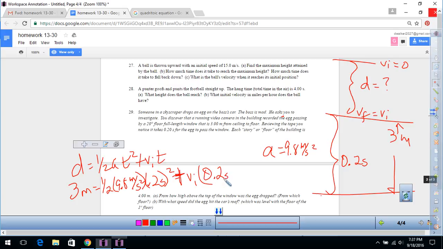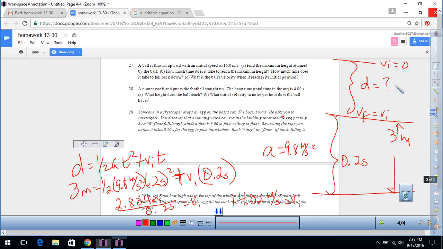So there's my 0.2 seconds. So I should have said that 0.5 times 9.8 times 0.2 squared is 0.196. So 3 meters minus 0.196 is equal to 2.804. So 2.804 meters divided by 0.2 seconds would give me my VI. So divide that by 0.2, and I got my VI to be 14.02. Okay, so that would give me the speed that it has right as it gets to the edge of the window.